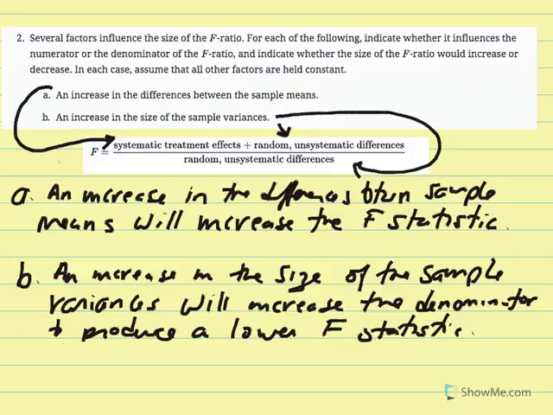So in B, we would conclude that the likelihood of rejecting the null decreases because we have greater variation in the samples, which represents the random unsystematic differences.